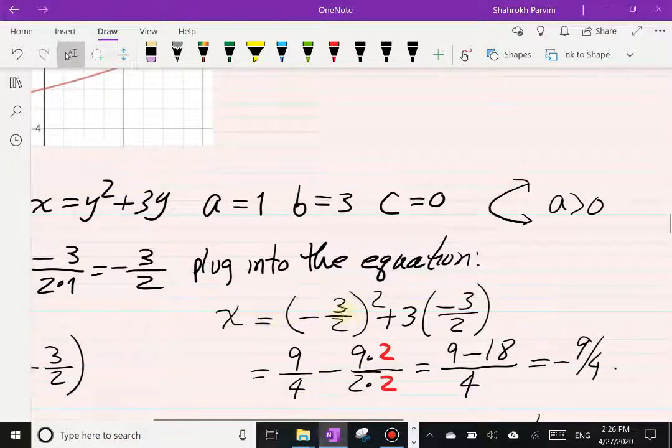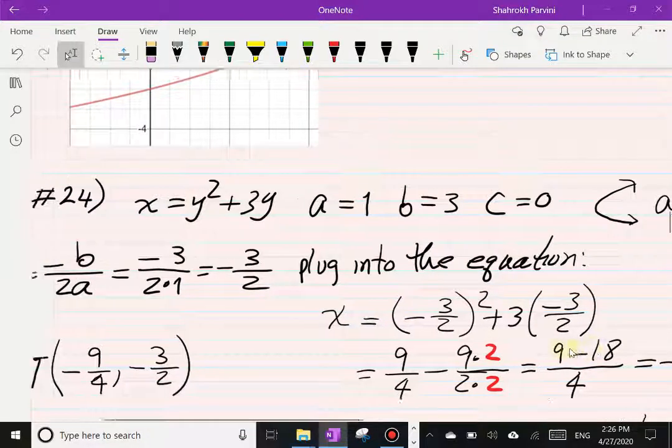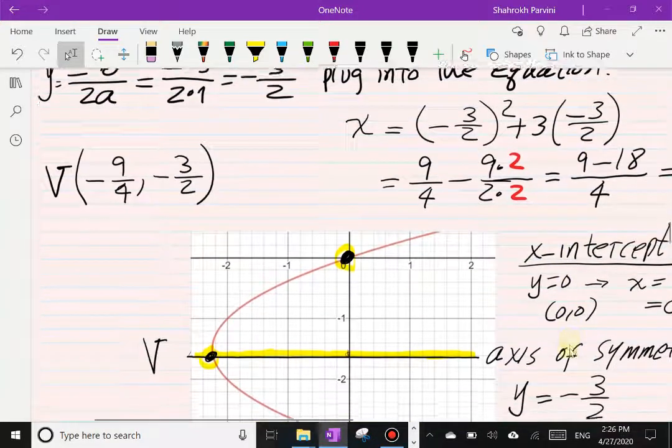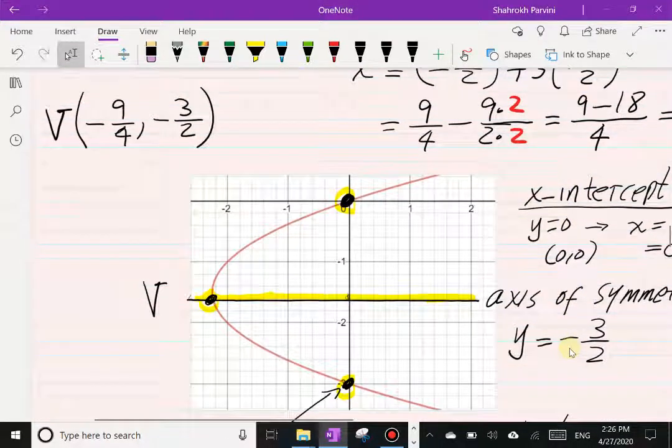Once we plug them in, -3/2 squared is 9/4. 3 times -3/2 makes -9/2. And I do need a common denominator, right? The LCD is 4, so I have to build this fraction: multiply its denominator by 2 and its numerator by 2, and that gave me 9 minus 18 over 4, or -9/4. So now we have the coordinates of the vertex, -9/4, -3/2, and I went ahead and graphed this one. So that's our one important point.